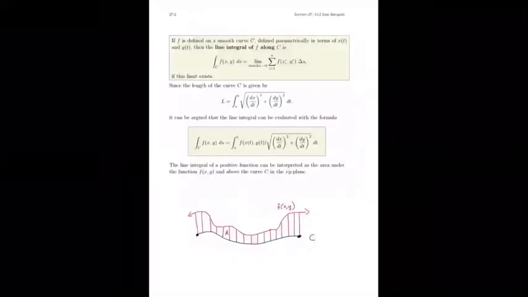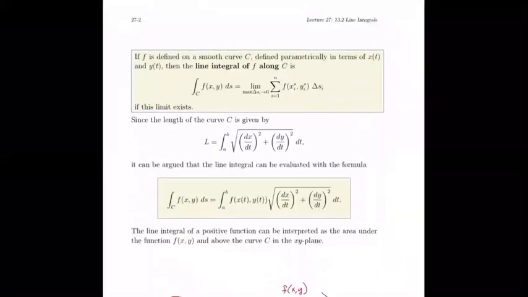And so we see here, we limit the max of our subarcs, so we shrink our subarcs to have a length of 0, and we obtain this integral, which is read as the integral along the curve C of f of x, y ds, where ds is the infinitesimal arc length. We'll see what to do about that in a moment. So this is also called a line integral of f over C, or along C.